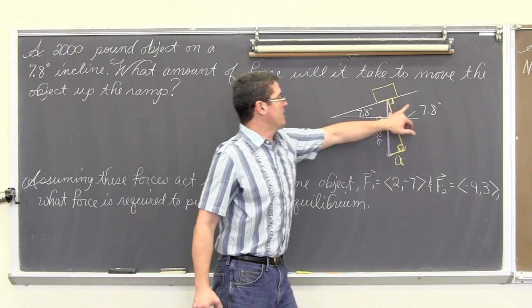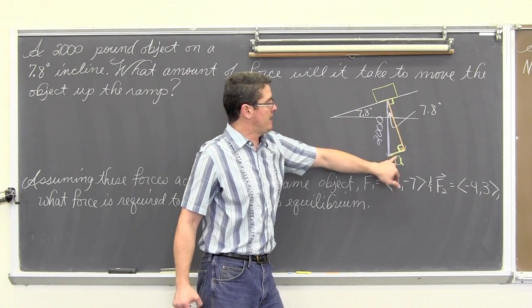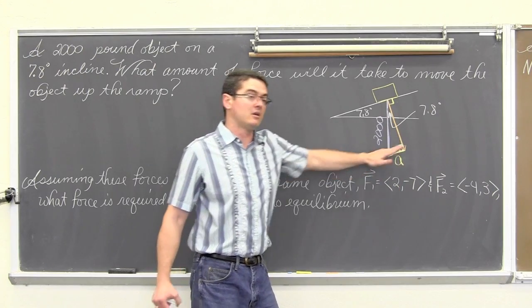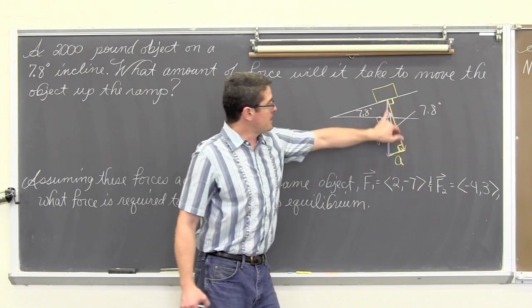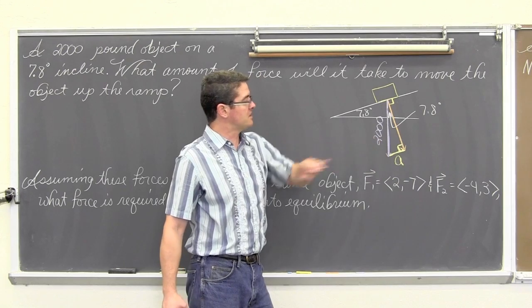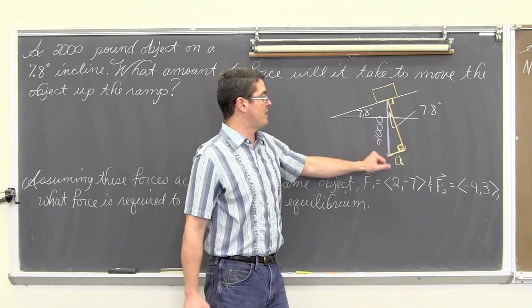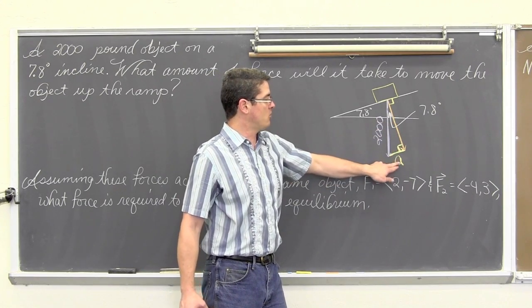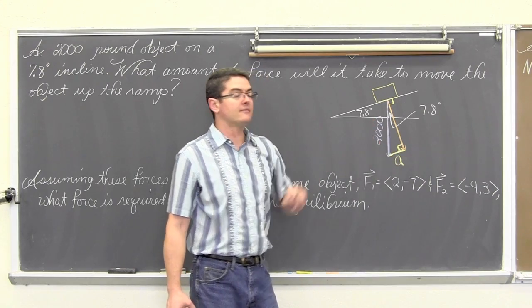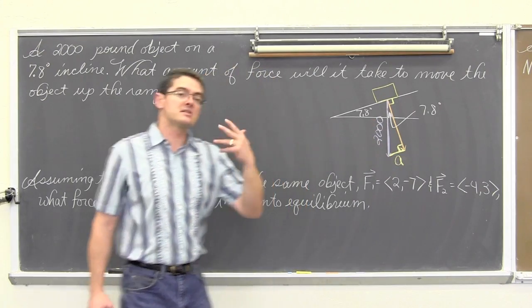So 7.8 here, 7.8 here. Related to the 7.8, this side that we're interested in that's parallel to the ramp is the opposite leg. And the 2000 is acting as the hypotenuse of this right triangle. So what do you have and what do you want? I want the opposite side and I have the hypotenuse, which means that's the sine function.